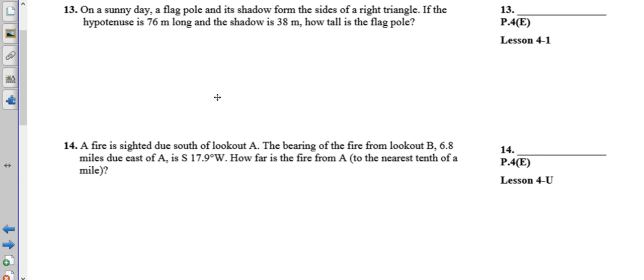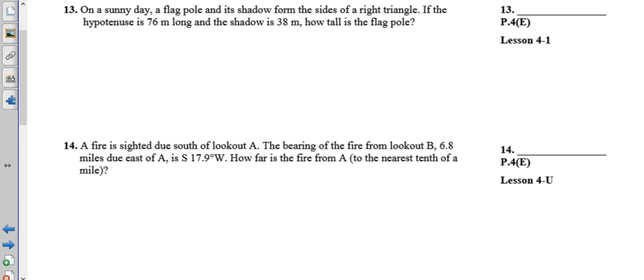On a sunny day, a flagpole and its shadow form the sides of a right triangle. If the hypotenuse is 76 meters long and the shadow is 38 meters long, how tall is the flagpole? So let's think about this.